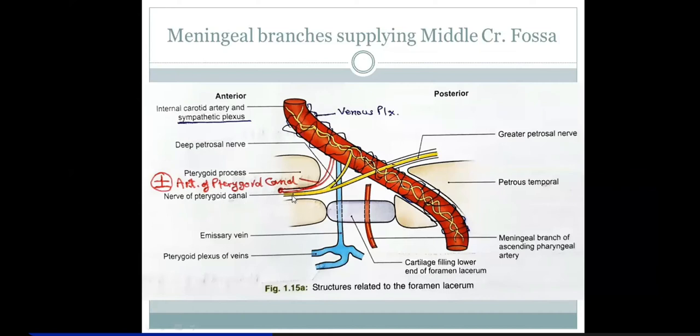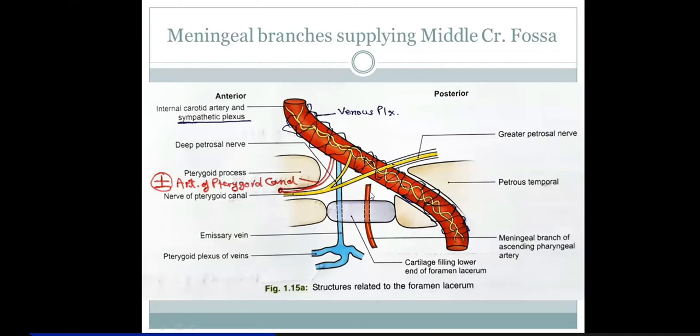And in the same canal, you can find sometimes, not always, the artery of pterygoid canal, which is a branch of internal carotid artery, which also might enter into the pterygoid canal. So they find the nerve and the artery of pterygoid canal running into this pterygoid canal.